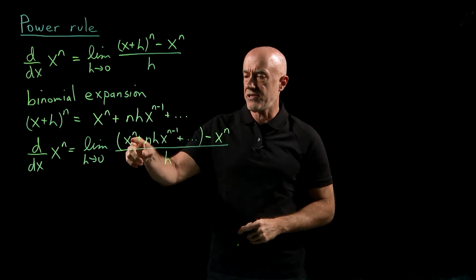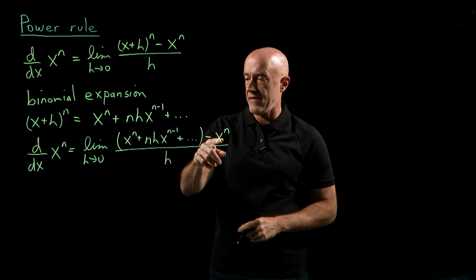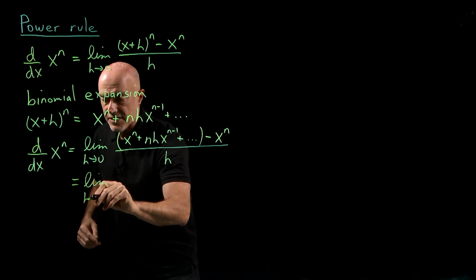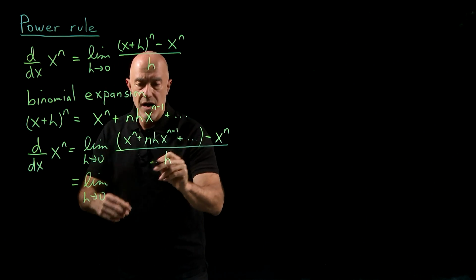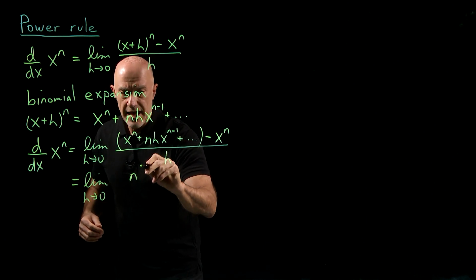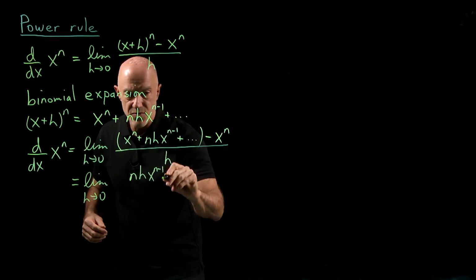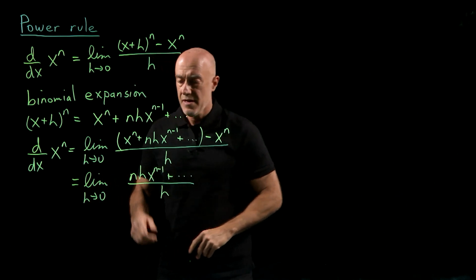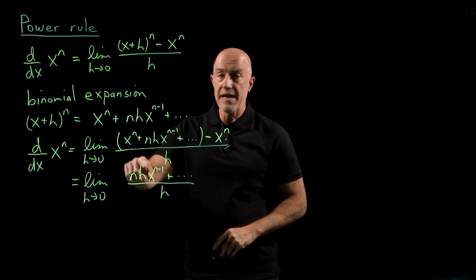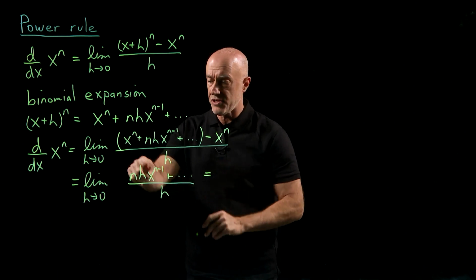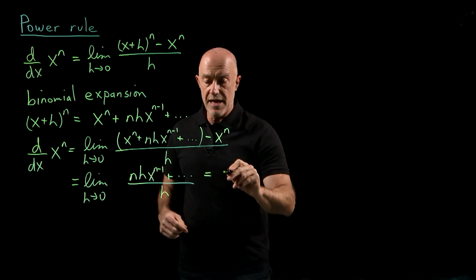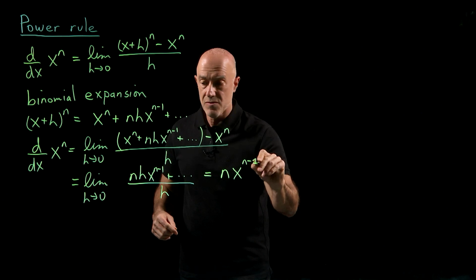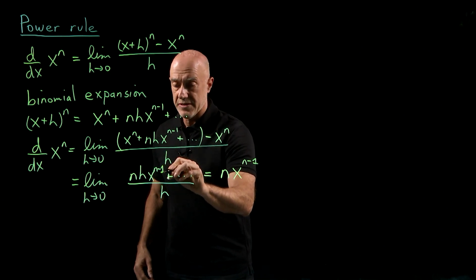And you see the x to the n cancels the x to the n. So this becomes the limit as h goes to 0 of n h x to the n minus 1 plus dot, dot, dot, over h. The h cancels, and then after we cancel the h, we can take the limit, so that becomes simply n times x to the n minus 1.